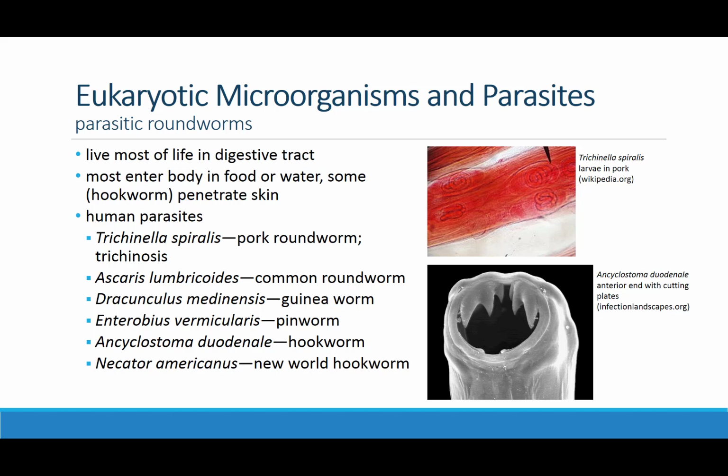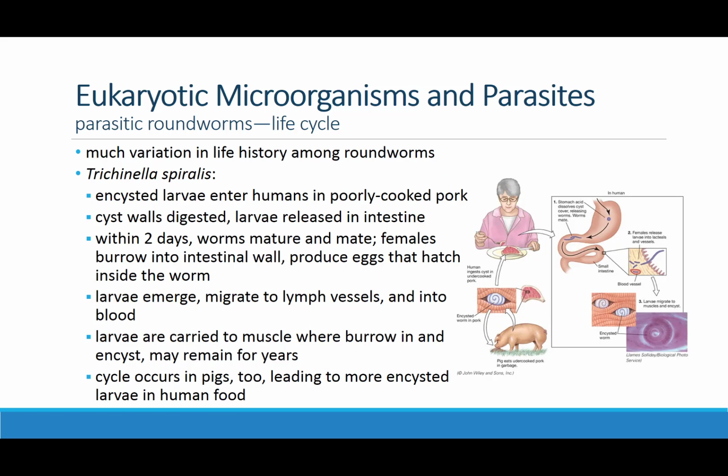Ancylostoma duodenale, that's the hookworm. And Necator americanus, that's the New World hookworm. So Ancylostoma and Necator are both hookworms. And here, by the way, is the mouth of a hookworm. You can see the cutting plates that they use to kind of slice into tissue to be able to drink the body fluids from those tissues. So there's a lot of variation in the life histories of roundworms. So we're going to focus really on the trichina worm, Trichinella spiralis, as our example for this.